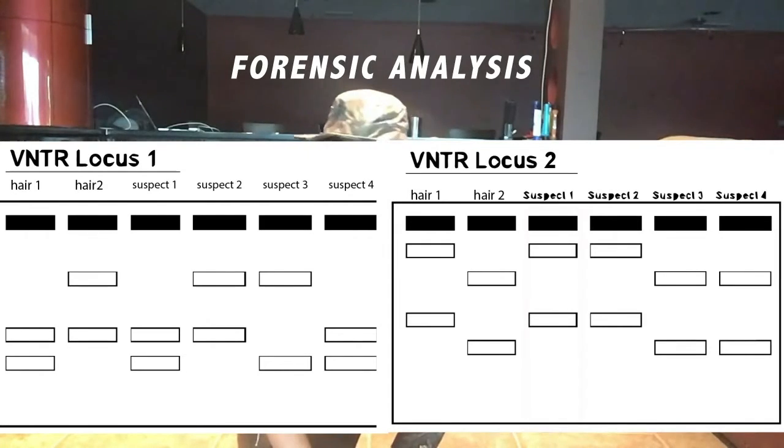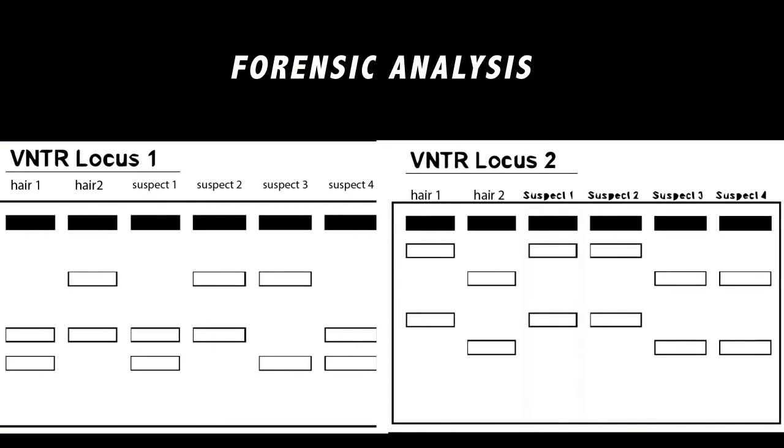The gel diagram below shows the results of amplifying 2 VNTR loci found at a crime scene, hair 1 and hair 2, a crime victim and 3 suspects. VNTR stands for variable number of tandem repeats. To determine whom each hair could have belonged to based on these results, we compare loci.